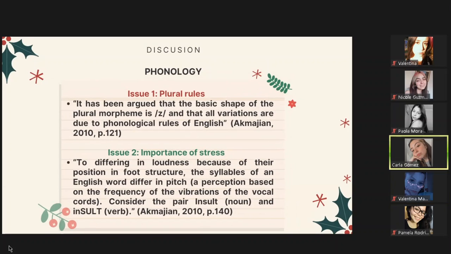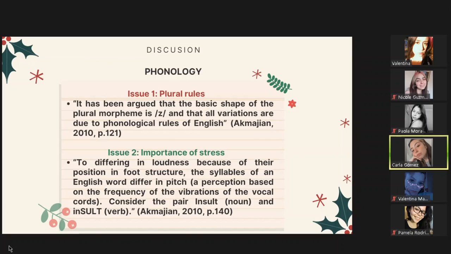The issues regarding phonology are the next ones. The first one is about plural rules. And Akmajian says, it has been argued that the basic shape of the plural morpheme is Z, and that all variations are due to phonological rules of English. Spanish and English have different rules for the use of the plurals. For this reason, Spanish speakers tend to get confused. So as teachers, it is fundamental to teach about the rules that govern the language so students are going to have better fluency.